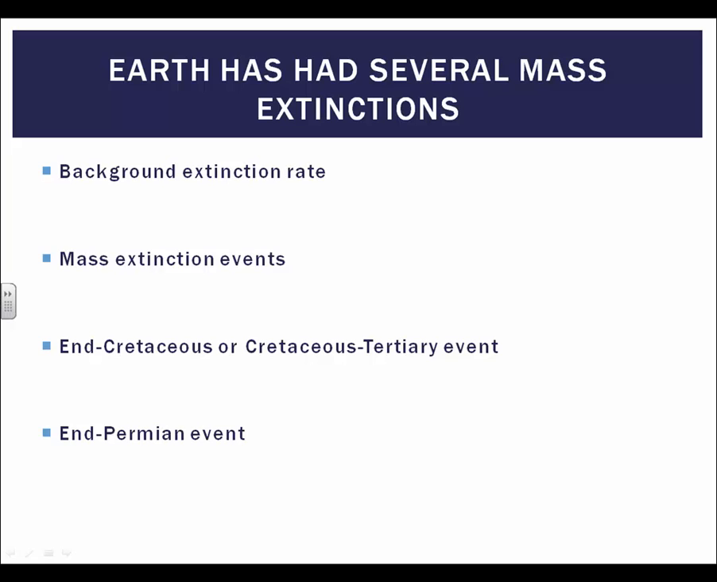All right, so Earth has had several mass extinctions. So let's talk about that, mass extinctions. The background extinction rate, let's define first. Background extinction rate is extinctions usually occur slowly, one species at a time. That's background extinction rate. That's what we're used to.